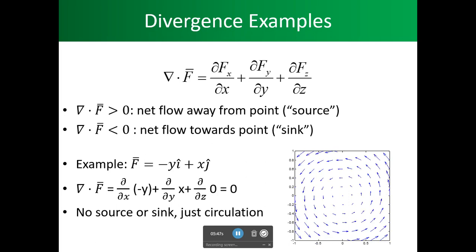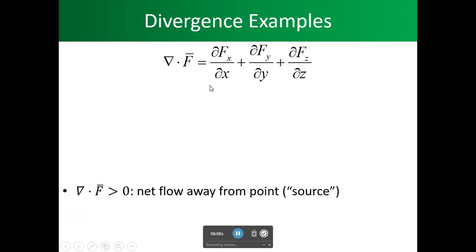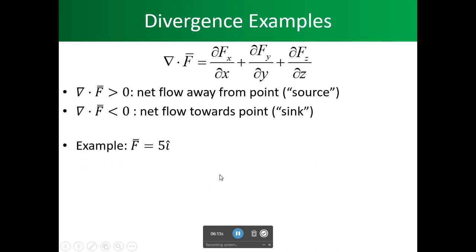Okay, so we've been looking at a few things, trying to see what makes sense and what does not. Okay, let's go to another example. Remember this is the divergence formula. Remember, if it's greater than 0, it's a source. If it's less than 0, it's a sink. So we're just going to use F = 5i.